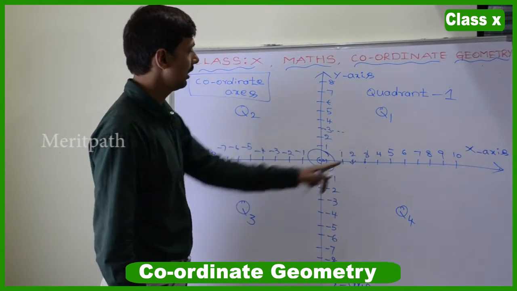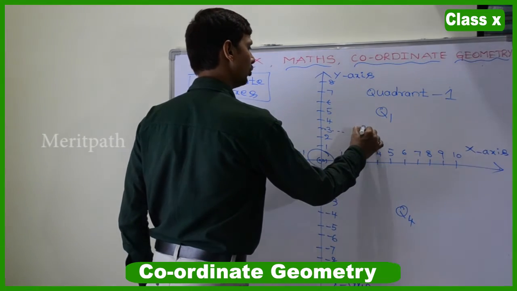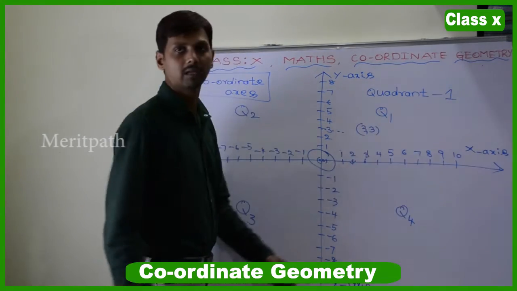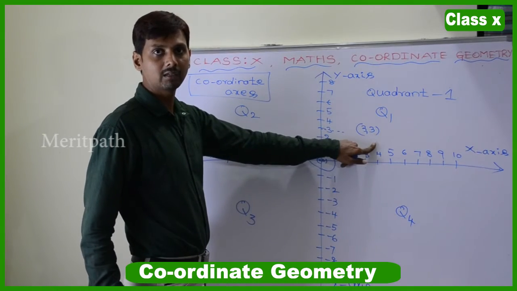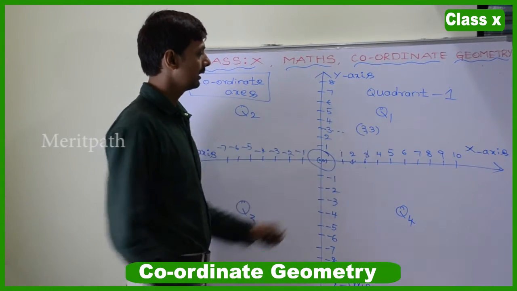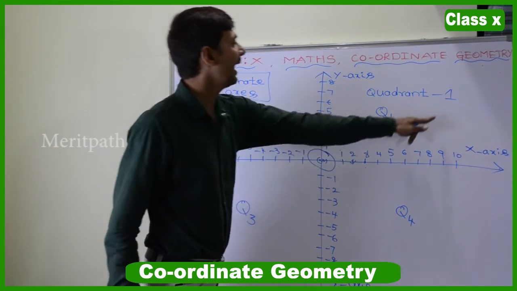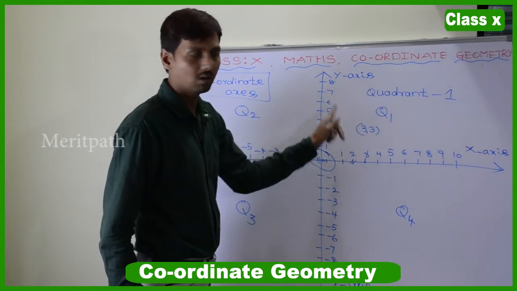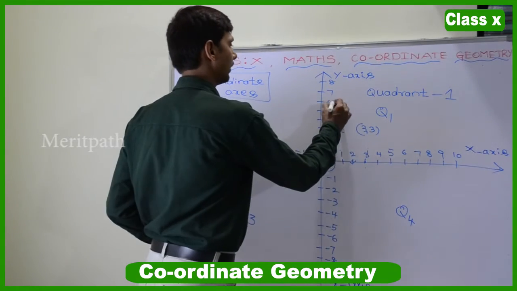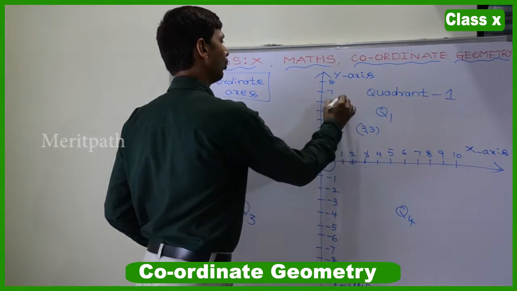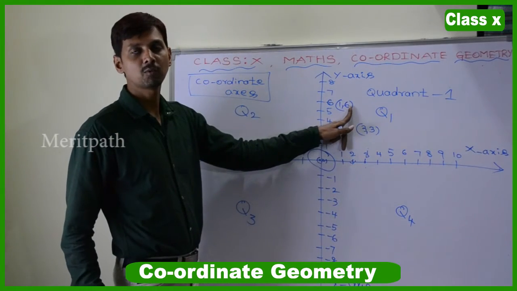In this we can observe that we have taken any ordered pair, 3, 3. Both the x coordinate and y coordinate are positive. We have taken any one of the points in quadrant 1. Not only this point, if you take any point in this area, we will be getting a positive point. For example, 1, 6. This is a positive value and 6 is also a positive value.